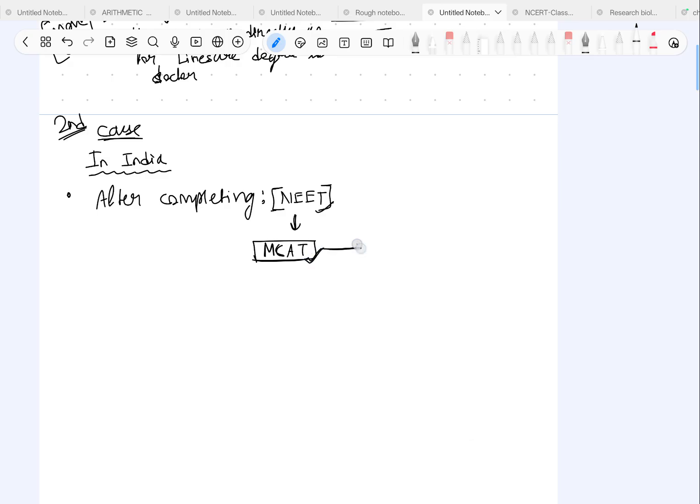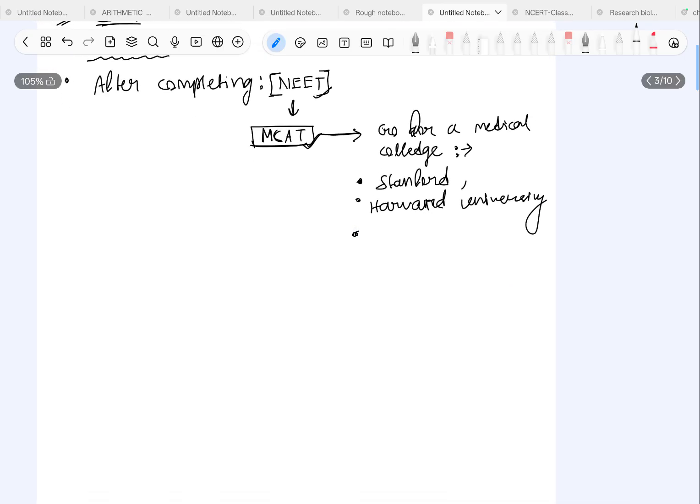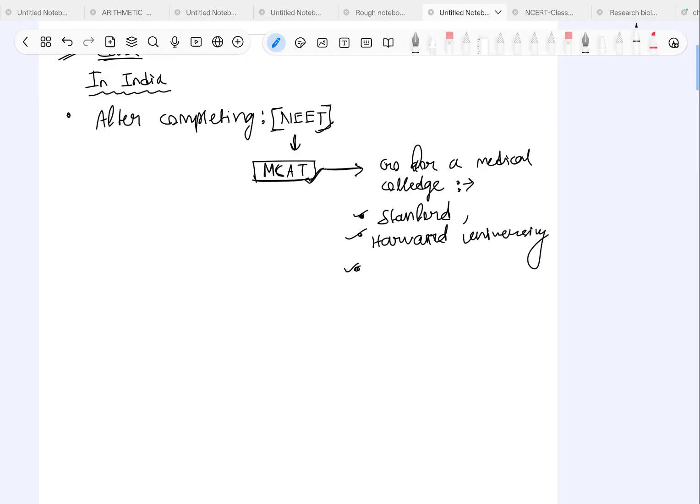Then go for a medical college, like a top medical college. I can tell that Stanford, and Harvard University. The first one is Stanford, the second one is Harvard, and the third one is... I don't remember the third one, but you can go.